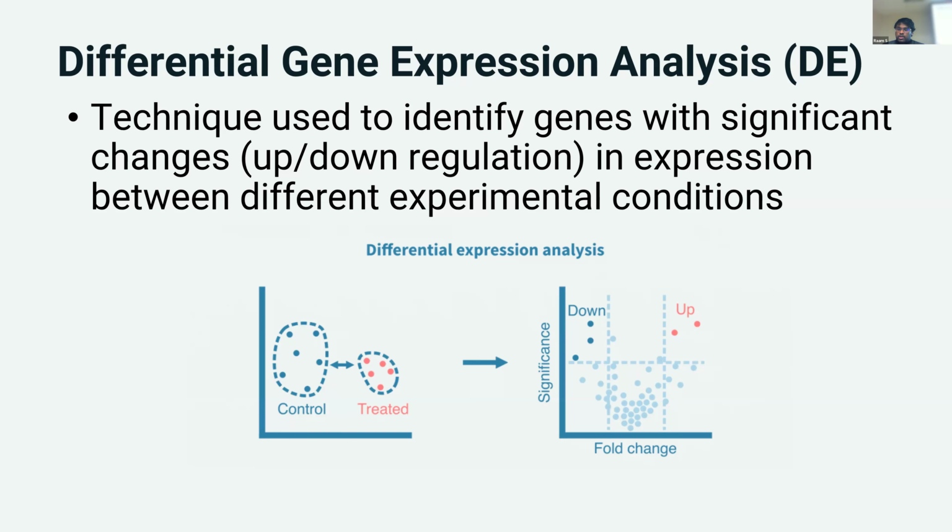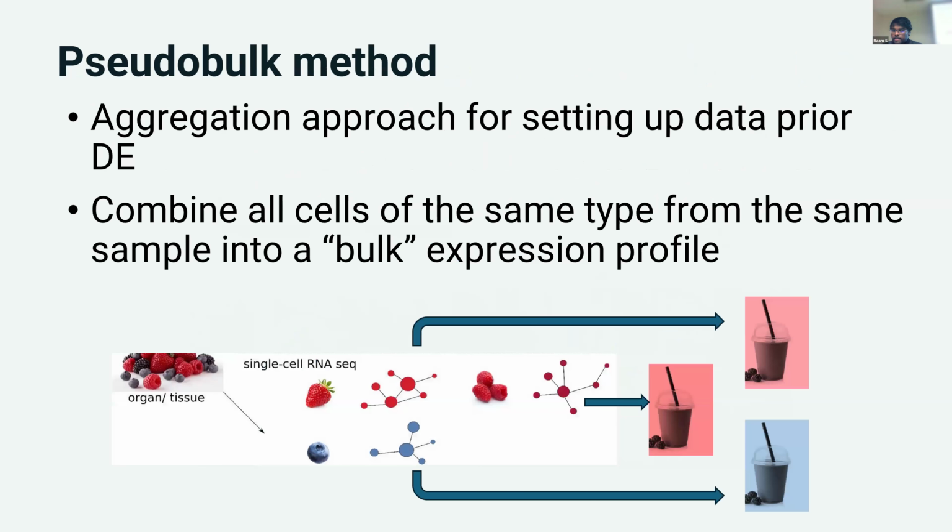So the end result is that you end up with a list of genes with a fold change value. That's a quantification of how much it's changed, and a p-value, which shows how confident we are that that change is real. And this tells you which genes and biological processes are driving the differences between your conditions.